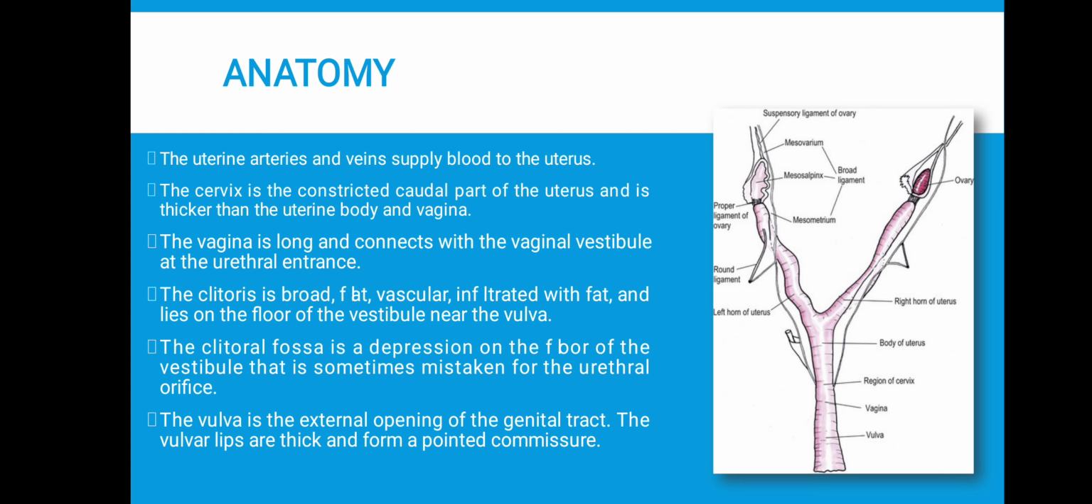The cervix is the constricted caudal part of the uterus and is thicker than the uterine body and vagina. The vagina is long and connects with the vaginal vestibule at the urethral entrance. The clitoris is broad, flat, vascular, infiltrated with fat and lies on the floor of the vestibule near the vulva. The clitoral fossa is a depression on the floor of the vestibule that is sometimes mistaken for the urethral orifice. Lastly is the vulva. It is the external opening of the genital tract, and the vulvar lips are thick and form a pointed commissure.